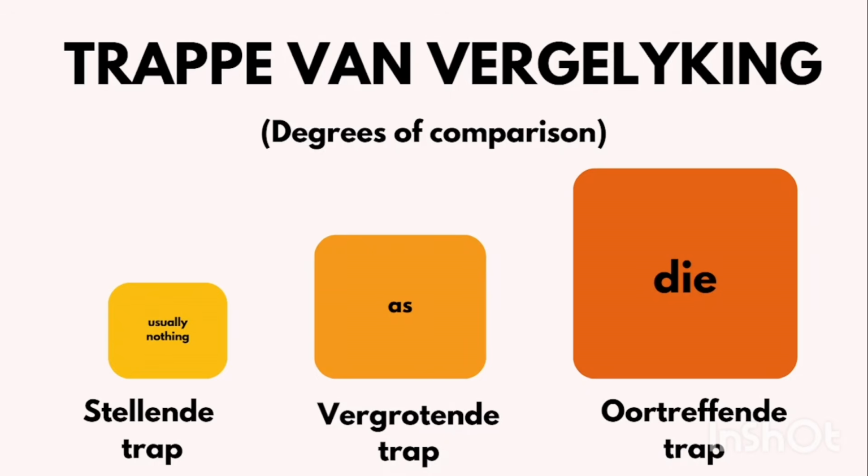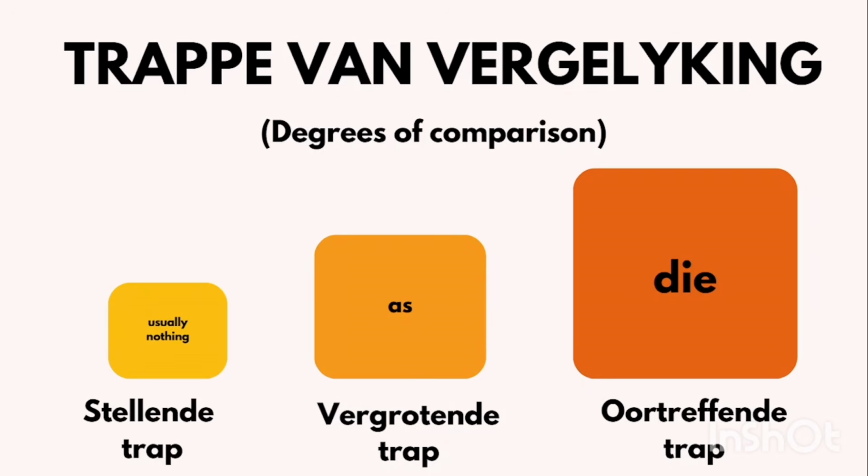My bloed is rooier as jou bloed. Die boom is hoër as die bure se boom. Do you understand? So each time you hear the word as in a sentence and they're asking you specifically about trappe van vergelyking, it basically means vergrotende trap. Then the last one, oortreffende trap, they'll usually put the word die in there. My bloed is die rooiste bloed.